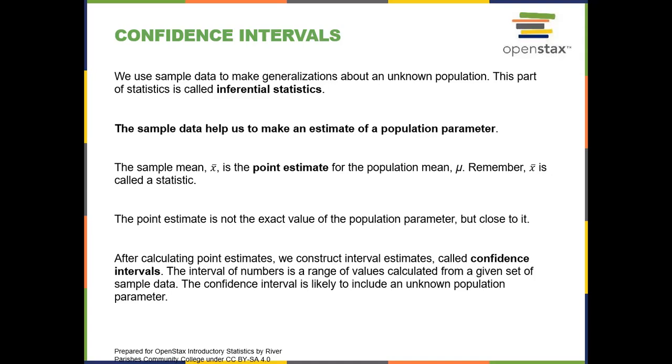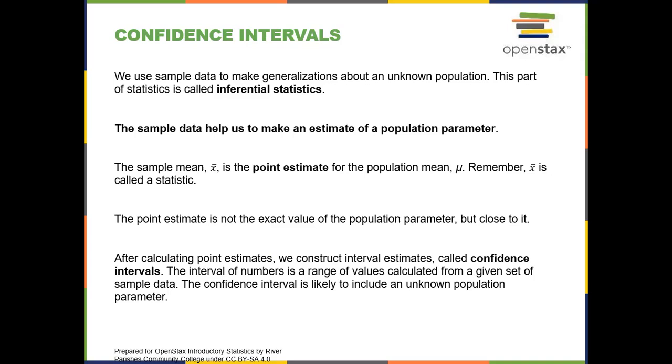The sample data help us to make an estimate of the population parameter. The sample mean, X bar, is the point estimate, meaning a single value from a single sample. The sample mean is a point estimate for the population mean mu. Remember, X bar is called a statistic. The point estimate is not the exact value of the population parameter, but close to it.